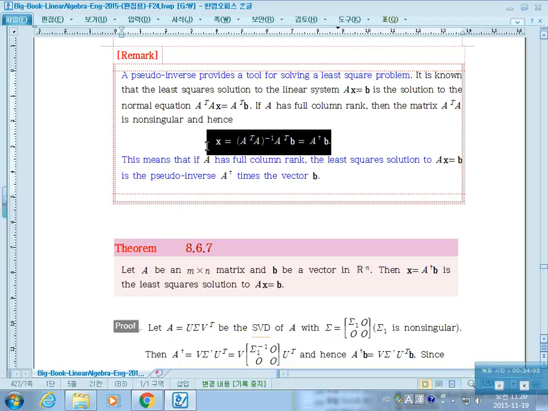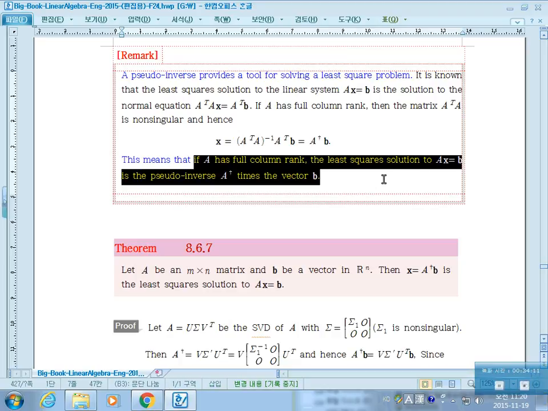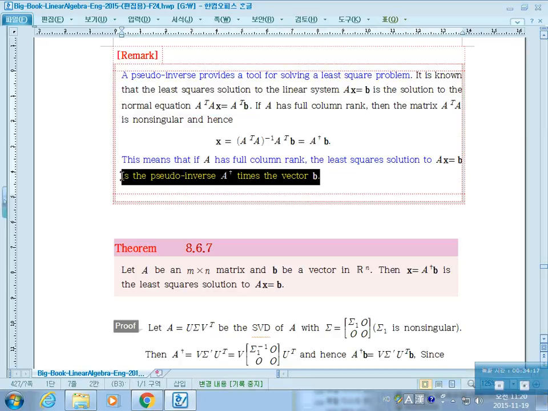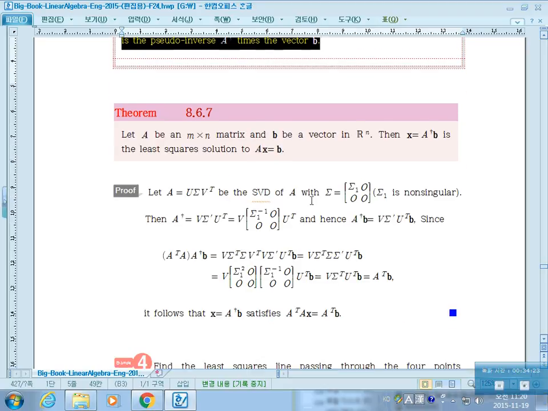This is it. This means if A has a full column rank, the least square solution to AX equals B is just the pseudo inverse of A times the vector B. That's it. So this is a generalization of the solid linear system equation.